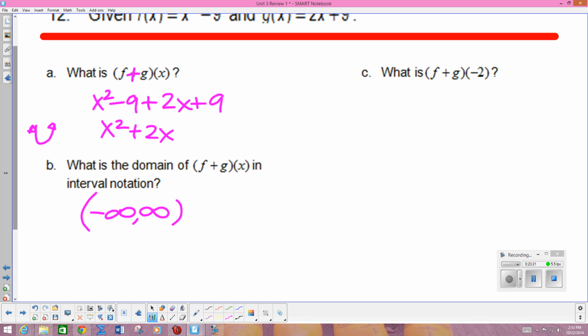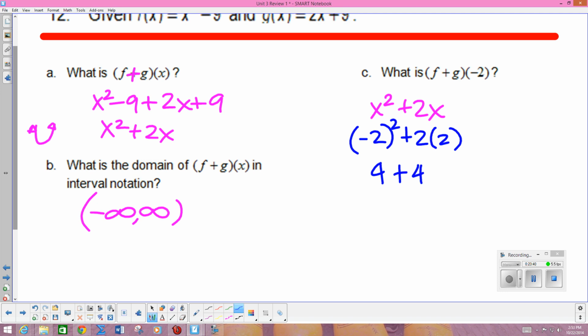That's it. And now we're plugging in a negative 2. So I have x squared plus 2x, and wherever there is an x, I am substituting in the negative 2. Negative 2 quantity squared plus 2 times negative 2. Negative 2 quantity squared is 4. 4 plus 4 is 8.